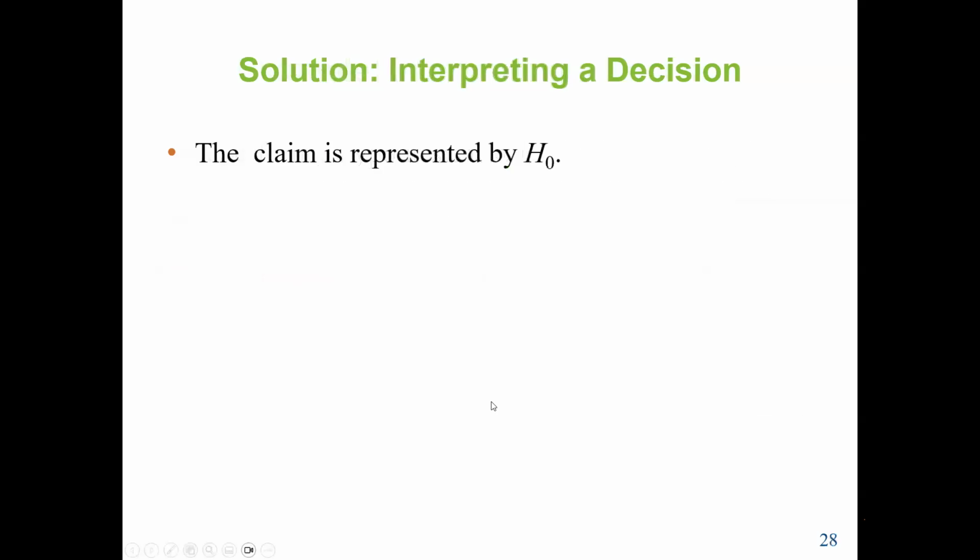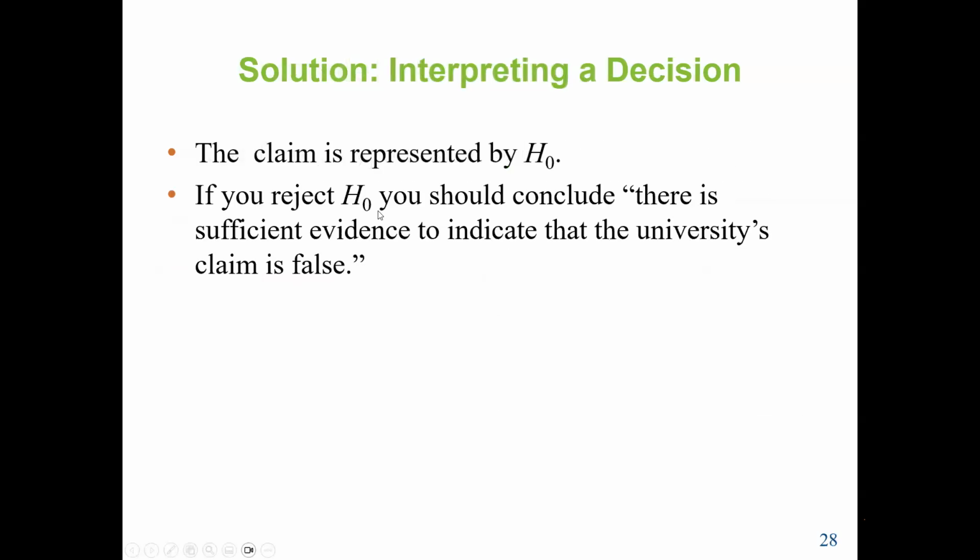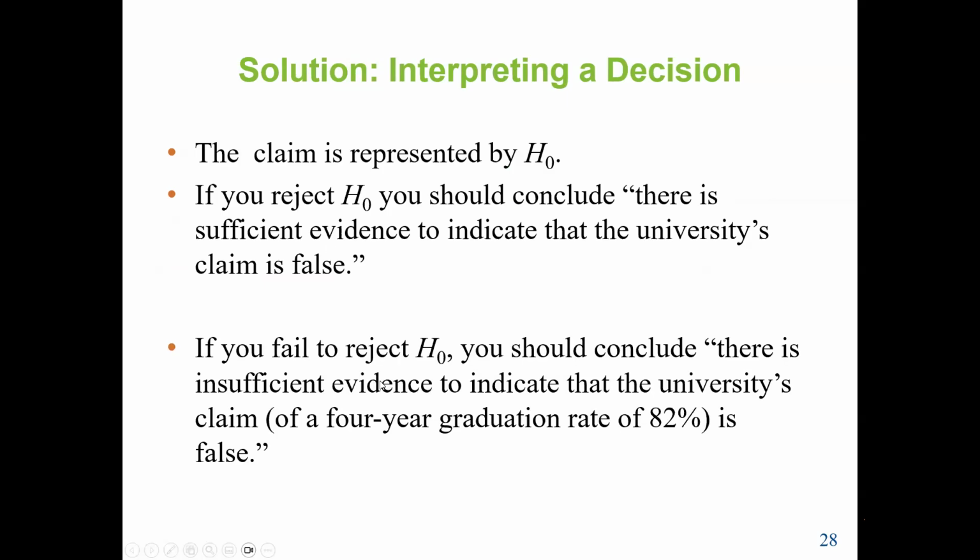So here, if you reject H0, then we are going to say there's sufficient evidence to indicate that the university claim is false, because if I reject H0, the claim, it means the claim is false. Or if we fail to reject H0, then you should conclude there is insufficient evidence. There's not enough evidence to indicate that the university claim is false.